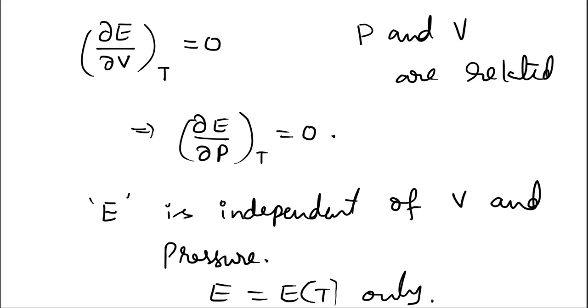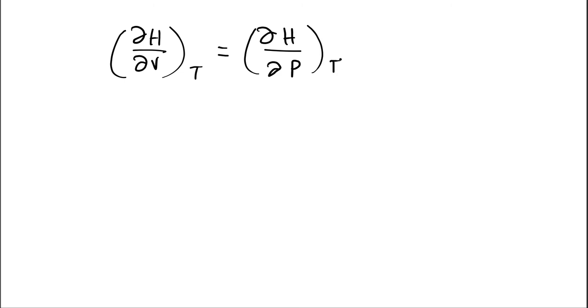In the same way, we can also prove that enthalpy is also independent of volume and pressure. So what is the relationship we can write here? That is dou H over dou V at constant temperature is equal to dou H over dou P at constant temperature. Both are 0 for an ideal gas. What does it mean? Enthalpy of a system for an ideal gas doesn't depend on the volume and pressure. Therefore, enthalpy is also a function of temperature.